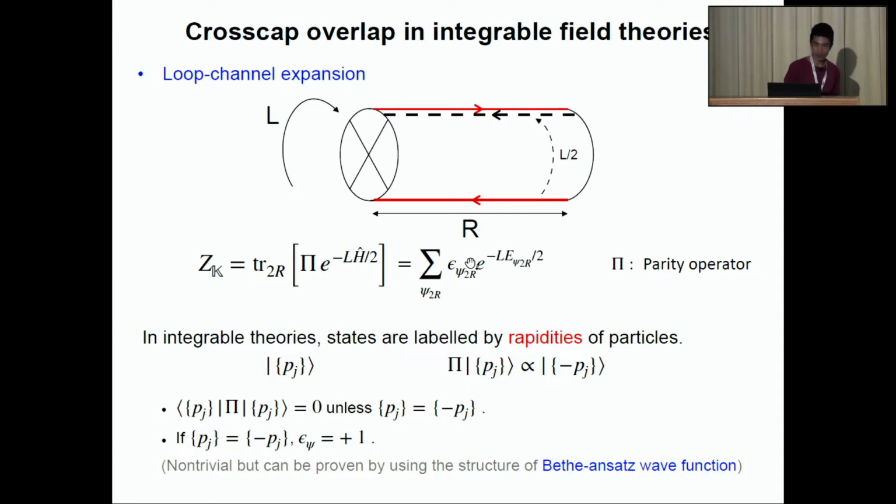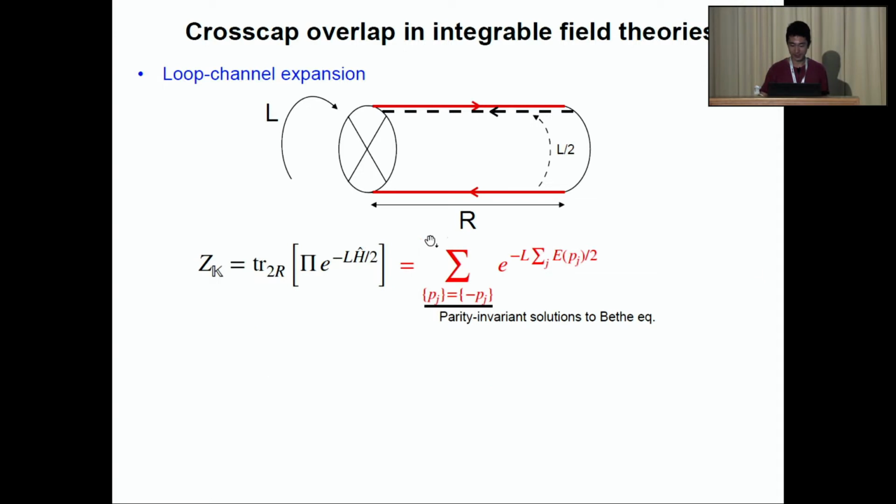So far, the discussion has been quite general, but we know that in integrable field theories, states are labeled by the rapidities of particles, excitations or magnons. In that case, by analyzing how the parity operator acts on the rapidities, you can argue that this sum can be converted into this sum, which is a sum over parity invariant solutions to the Bethe equation.